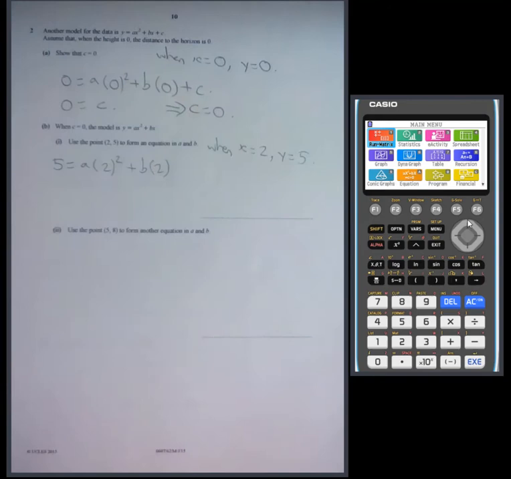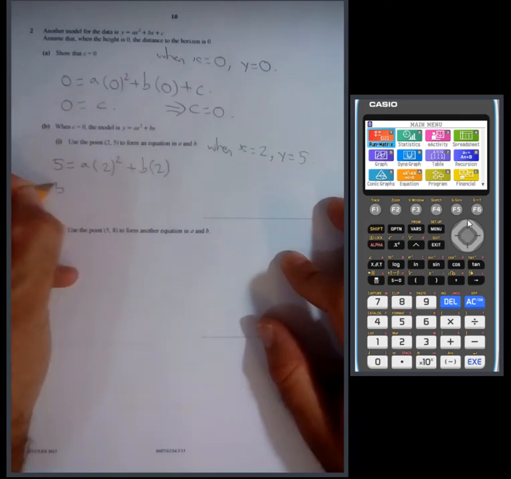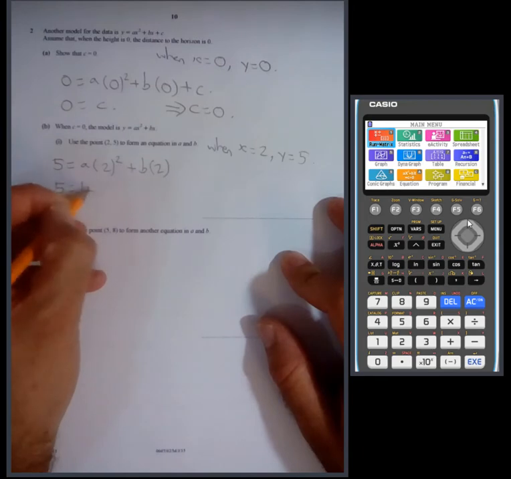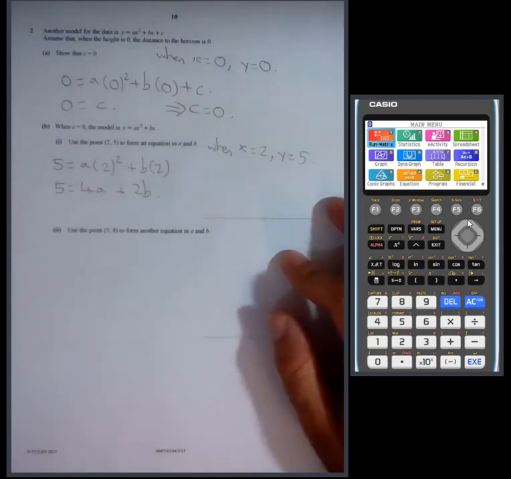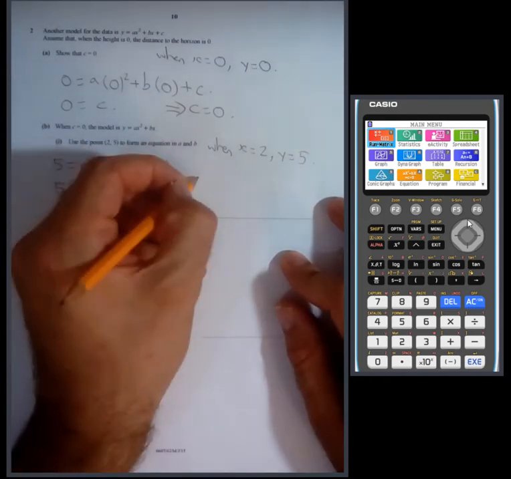Like I said, I don't really need these brackets, but you're better off using them, because if you don't use them, then it is going to hurt you when you have negative numbers. So you're better off using them all the time if you're not sure. So this is 5 equals, well, a times 2 squared. 2 squared is 4, so that's 4a plus 2b. Or you could potentially write 4a plus 2b equals 5.